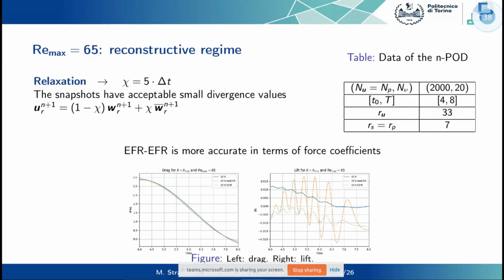And here you see the drag and the lift coefficient. For the drag, we are pretty good with both of them. Here we are off with both of the strategies. However, you see that EFR, the dotted green line, is somehow better in the representation. You see that EFR, no EFR has huge oscillations here. So we are better in this sense.